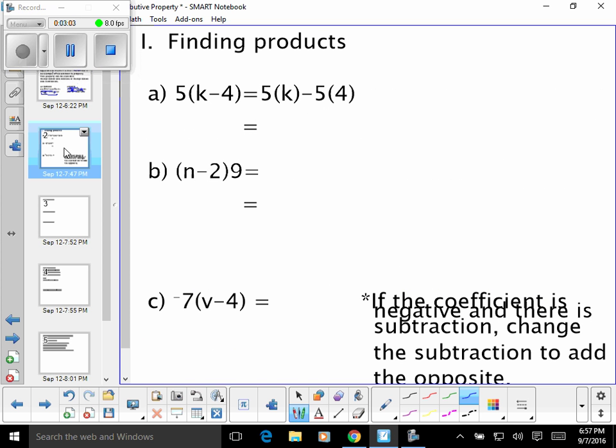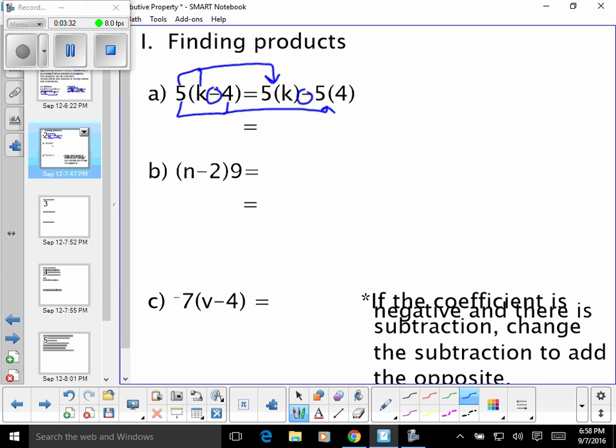Okay, finding the products. Now I'm going to use it. 5 times the quantity k minus 4. I am going to distribute the 5 to the k to get 5 times k. Subtraction sign. 5 times 4 to get the 5 times 4. Now I need to simplify.